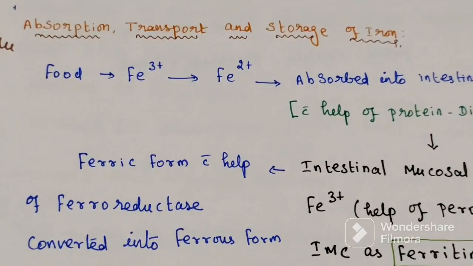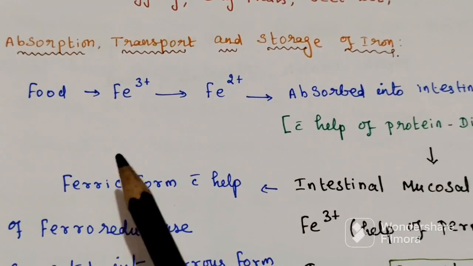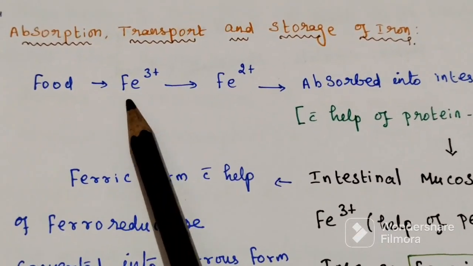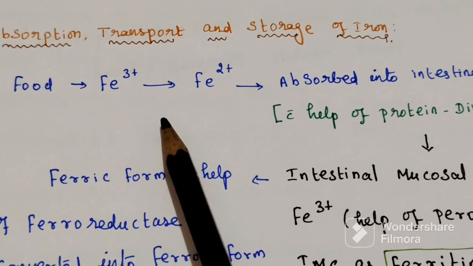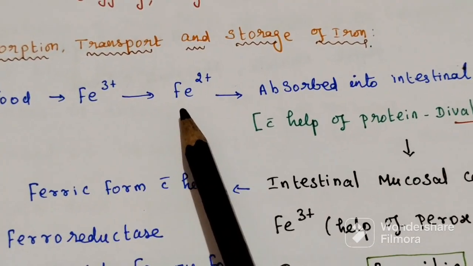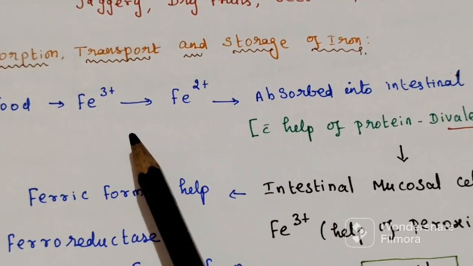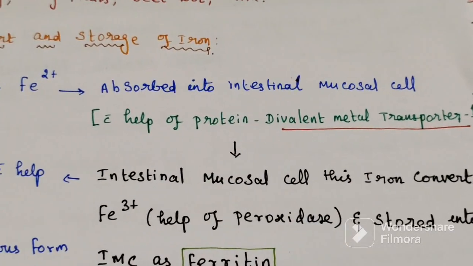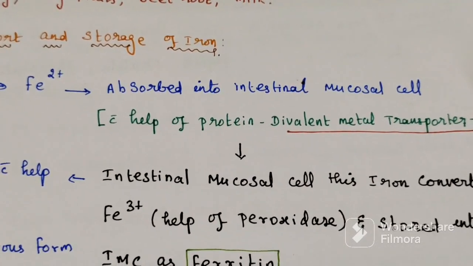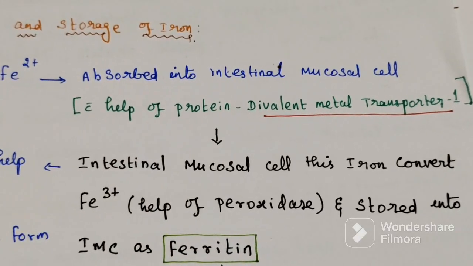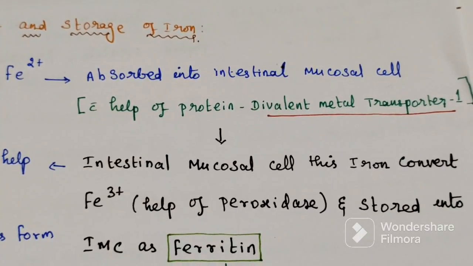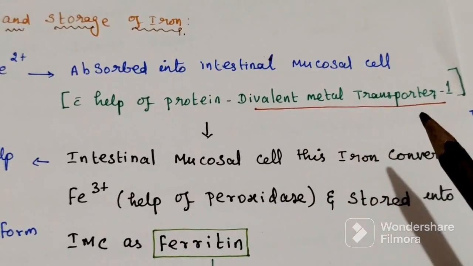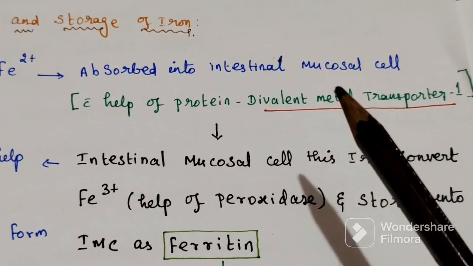So iron is present in food in the ferric form. It is converted into the ferrous form. This ferrous form gets absorbed into the intestinal mucosal cell with the help of a protein. The name of the protein is divalent metal transporter 1.